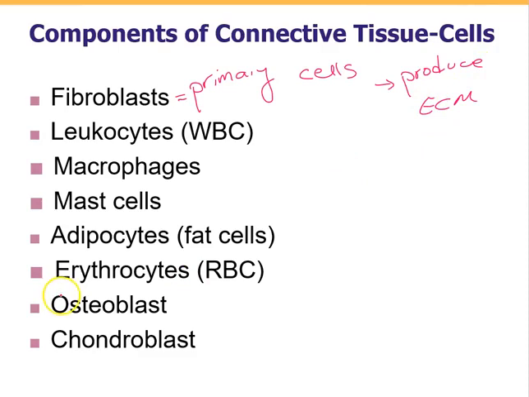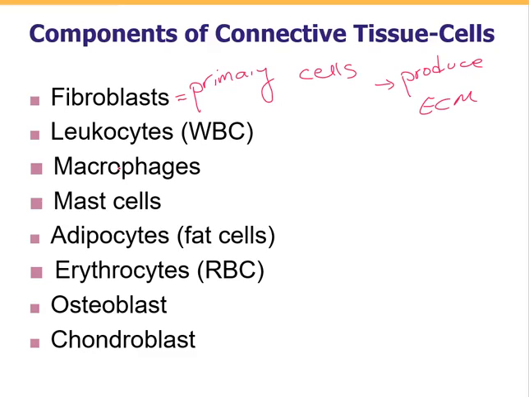For the connective tissue proper, fibroblasts are important. Leukocytes or white blood cells are the immune cells which fight off infections, and they are so important in our immunity. The macrophages, these are like the cleanup crew. They engulf and digest dead cells, debris, and foreign invaders to keep the tissues clean through phagocytosis. Mast cells are another type of immune cells we have in our connective tissue, triggering inflammation and immune responses.